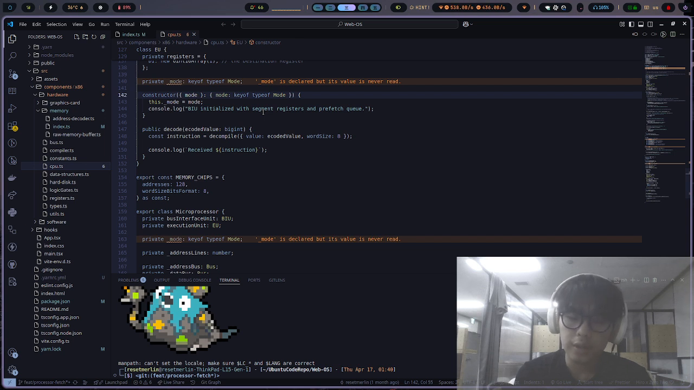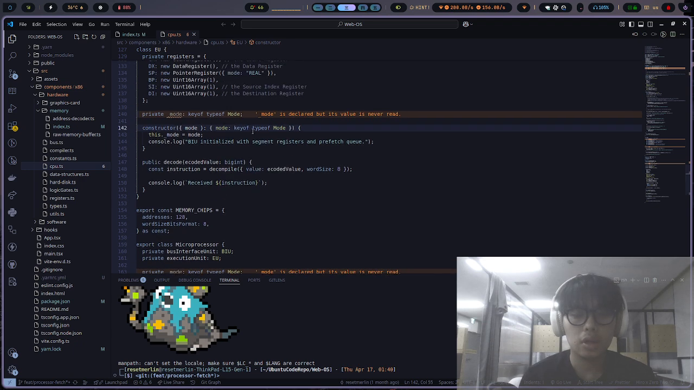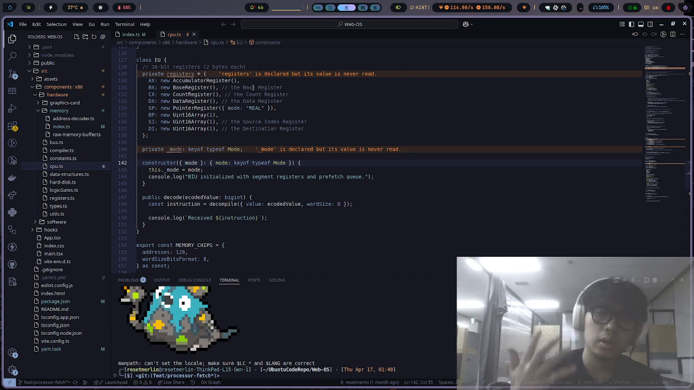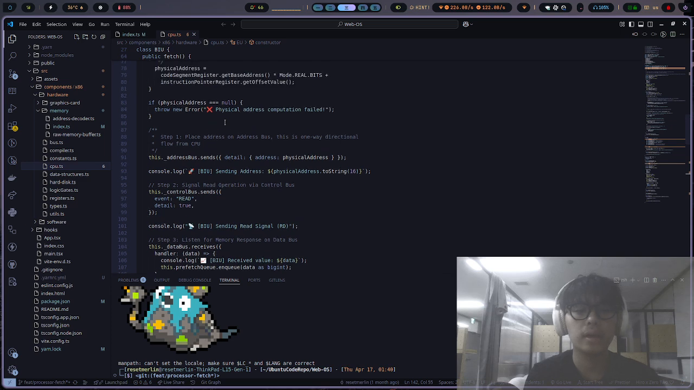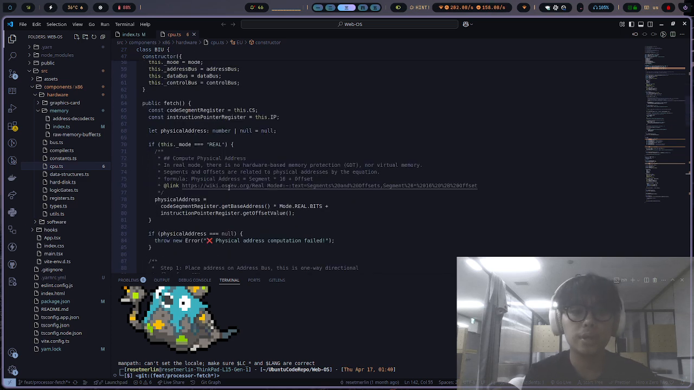A bootloader is software that runs before the operating system, which means it communicates directly with the hardware. So you have to learn about x86 architecture: the BIU, EU, and their registers, the program counter, the instruction pointer register, and the code segment register. There's also a formula for getting the memory address: the physical address equals the segment times 16 plus the offset.